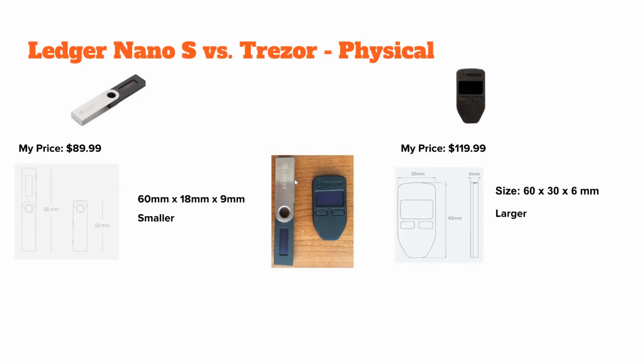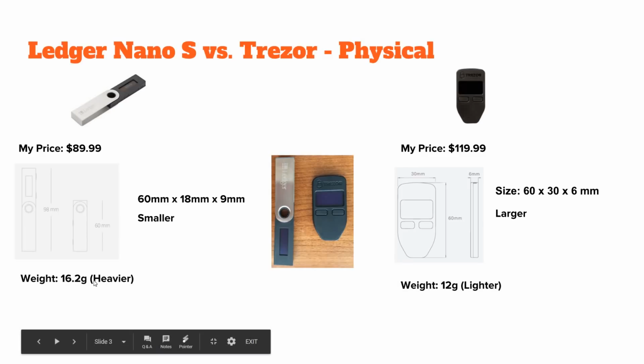If you put them side by side, this will give you a good representation of how they look. As you can see, the Trezor is a little bit wider, and the Nano is thinner, and this part right here can be folded in, so it's actually smaller than the Trezor. For example, if you expand it, the Nano is about 98 millimeters, and if you collapse it, it's 60 millimeters. Next is the weight.